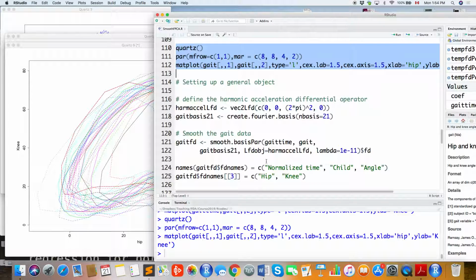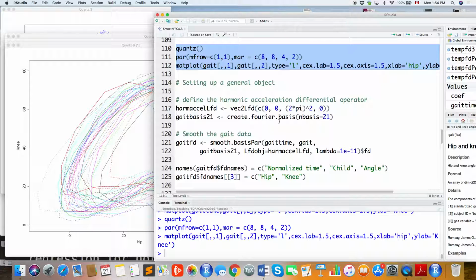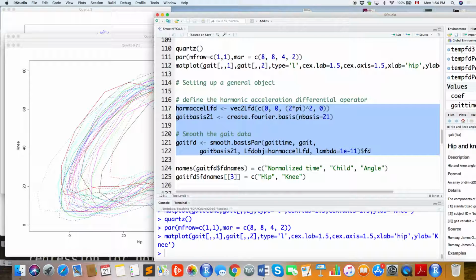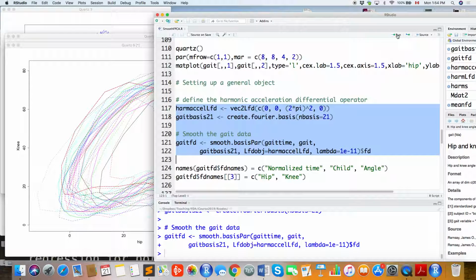Now, because this gait data is periodic, we're still using Fourier basis functions. Here we're using 21 Fourier basis functions, and we're also using the harmonic acceleration differential operator, and then we do the smoothing splines on the gait data.